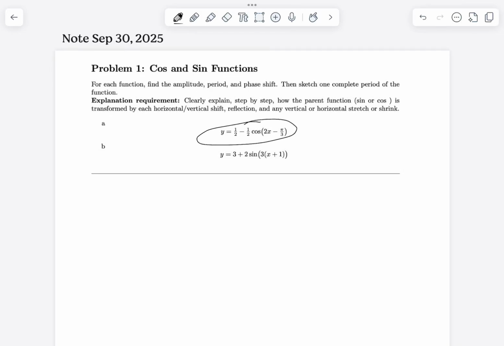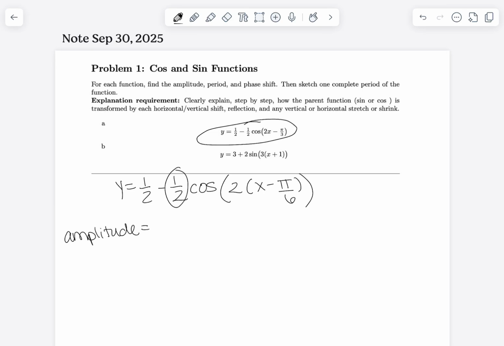So first I'm going to rewrite the equation by taking out the 2, so making a cosine of 2 times x minus pi over 6. So the amplitude is going to be 1/2. The period is going to be 2 pi over 2, which just equals pi. And then the shift is going to be, since it's minus pi over 6, pi over 6.